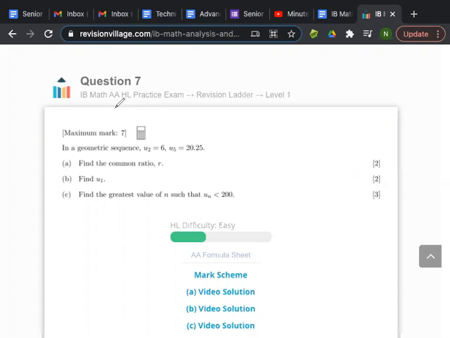Find the common ratio. If this is U2 and U5, how do I find the common ratio between them? You need to find U1? But it's geometric. Do you divide them, or multiply? We don't even have to go to U1 yet.